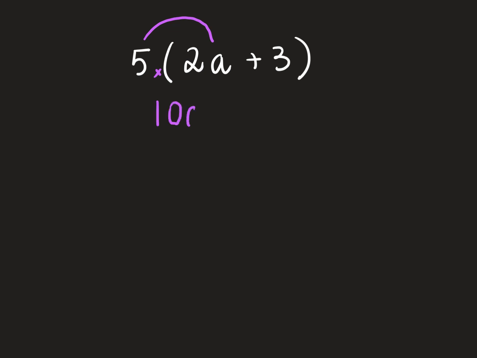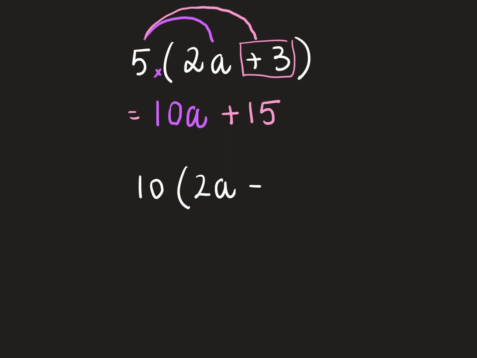Just a couple more things to learn now. We're going to expand brackets. We did some of this in grade 7. This means 5 lots of 2A plus 3. There is an invisible little multiplication sign in here. That is equal to 5 lots of 2A. What's 5 lots of 2A? 5 lots of 2A is going to give me 10A. And then I've got 5 lots of positive 3. 5 3s are 15. Positive 15. So 10A plus 15.